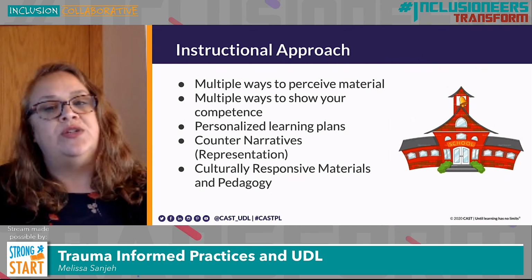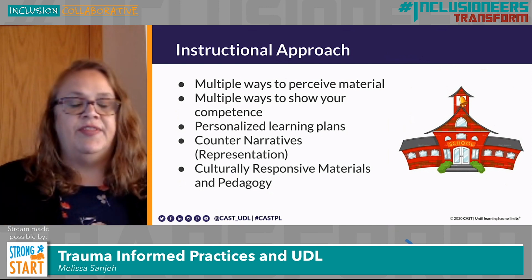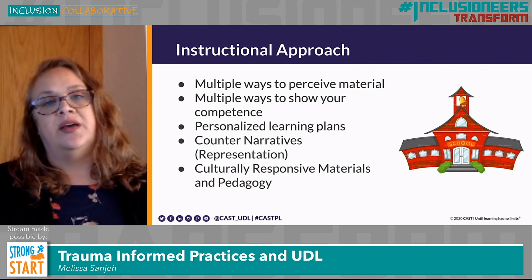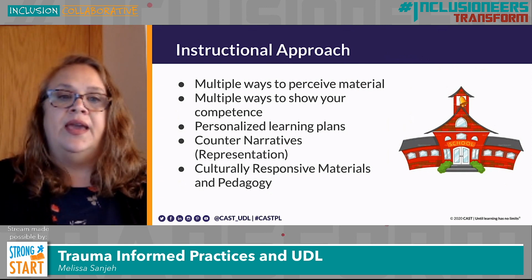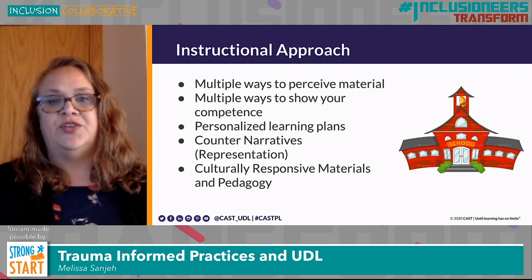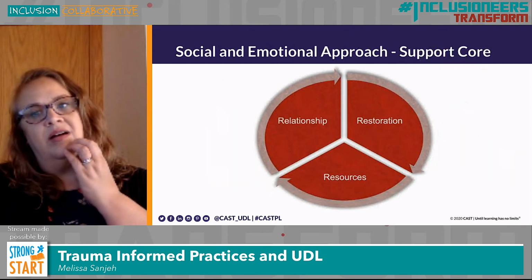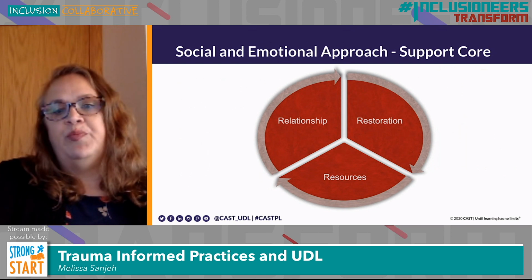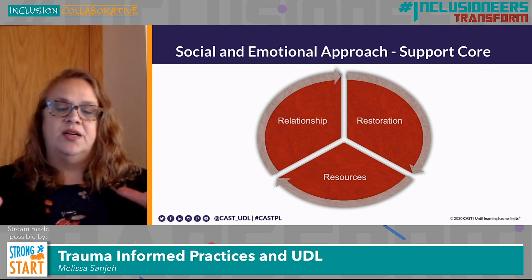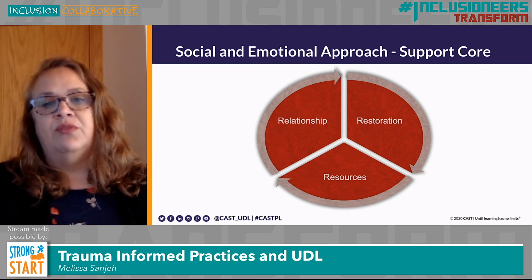We tried to have these counter narratives, so we had my history days, those sort of things, so students can tell their own story and not have to listen to those negative narratives in the environment. And then we tried to build in culturally responsive materials and pedagogy in our instruction. And then the last big core piece of our program was our social and emotional support approach, and we called it the support core. So we had our 3 R's. The first R was relationship, second restoration, and then the third resources.